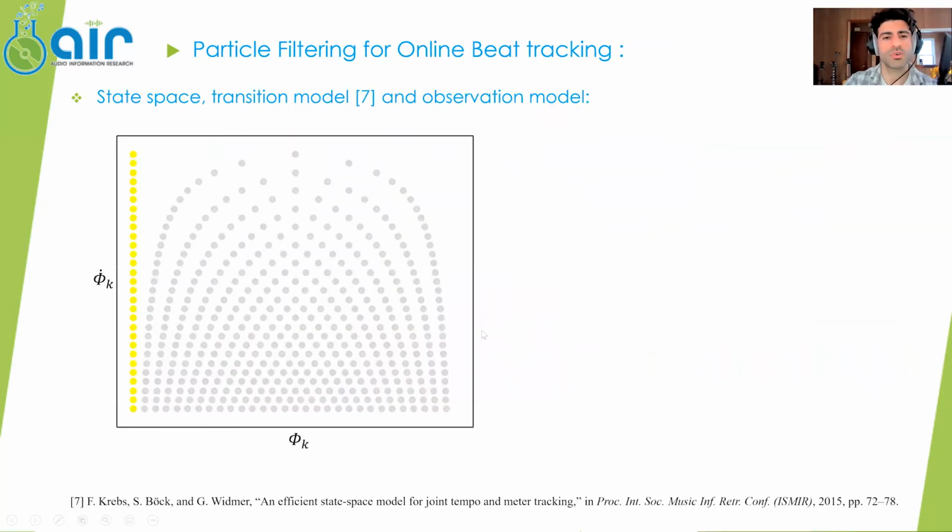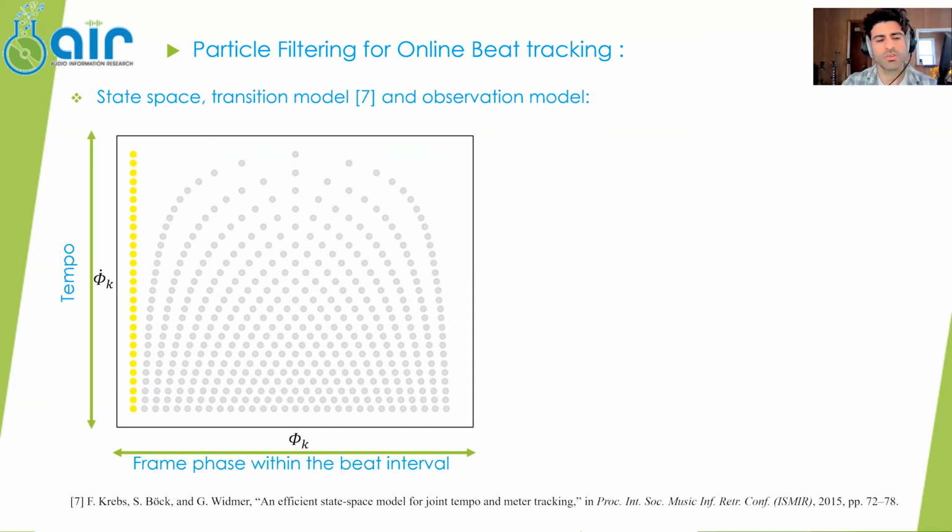So let's just go to the particle filtering part. So here is our state space transition model and observation model. Imagine we have one state space that is a 2D discrete state space. Each dot, regardless of the color, yellow or gray, is one state. And we have one dimension that is the frame phase within the beat interval, and the other dimension that is tempo. So here we have different pace, different speed.